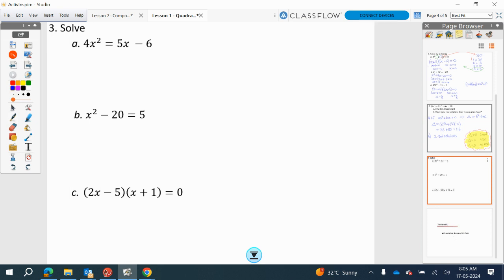So the first one, we need to solve this equation. We can't solve an equation until it's in standard form. So we rearrange to 4x squared minus 5x plus 6 equals 0. Put it in standard form. At this point, you can use the quadratic formula. Notice that we have an a term which is larger than 1.